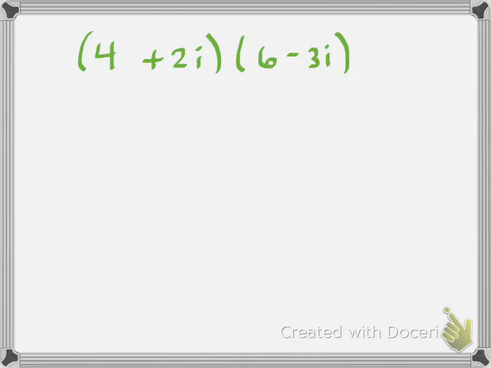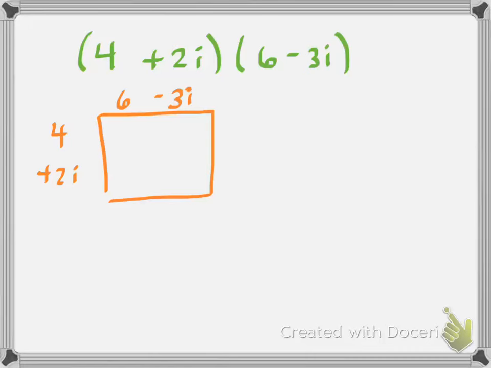So then we have multiplication. This is the only one that may require more than one example. Anytime that you multiply multiple terms, you may want to draw a box, just to make this a little bit simpler on yourself. So I put 4 plus 2i in this direction, I'm going to put 6 minus 3i in the other. So I've got my box set up.